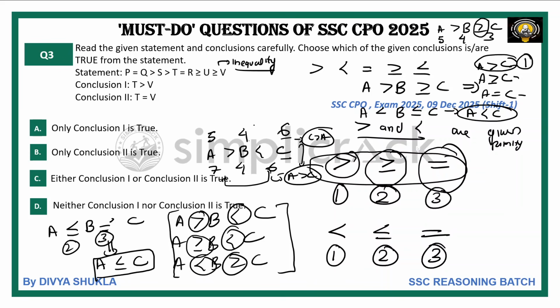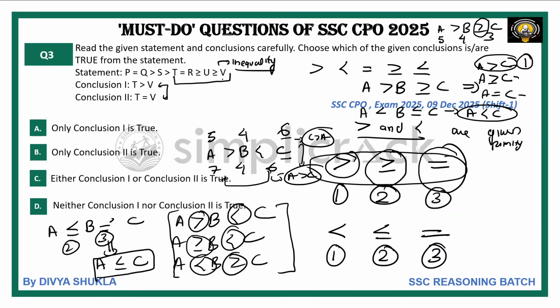Okay, so let's see. We are given P = Q > S > T = R >= U >= V. Tell me the relation between T and V, because both the conclusions are talking about T and V. So T is present here, V is present here.